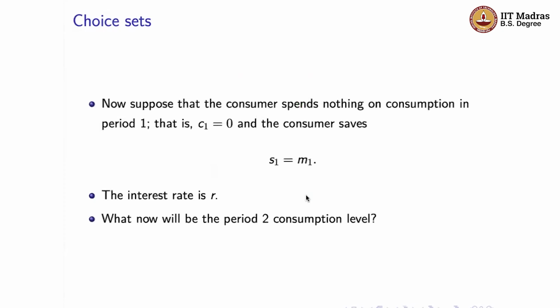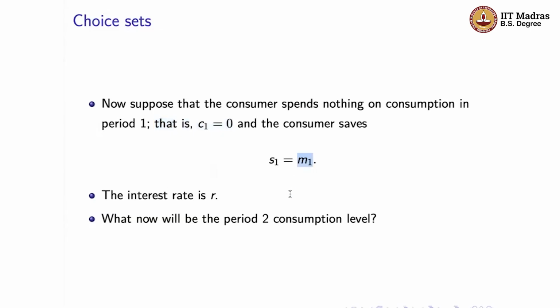Now let's look at some other extreme cases. Suppose that the consumer decides to spend nothing on consumption in period one. So that means that C1 is going to be 0, because if no money is spent on consumption in period one, that's basically 0 divided by 1. And what that means is that the consumer is going to save everything in the first period. So the consumer got an income of M1 and saves all of this M1. S1 basically means how much saving there is in the first period. On the saving, you can earn an interest rate, so that will be used to supplement your second period consumption.